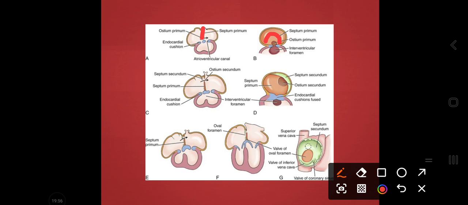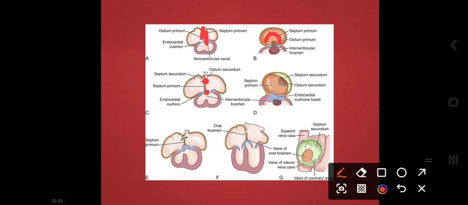It grows toward the mesenchyme located here, known as the endocardial cushion. Now, the opening between the septum primum and the endocardial cushion is known as ostium primum. Before the ostium primum joins the endocardial cushion, perforation appears in the upper part of septum primum here, known as ostium secundum.